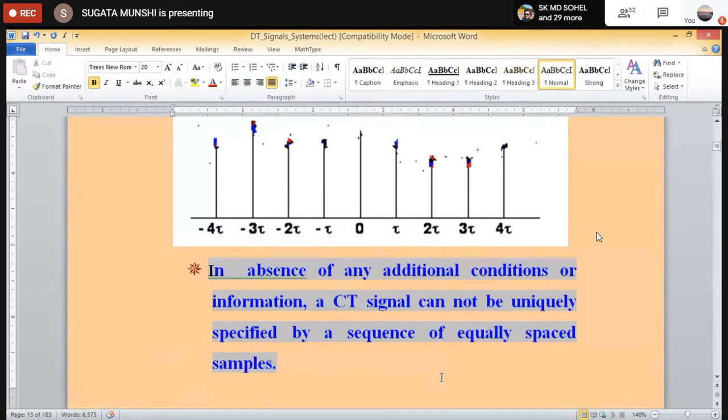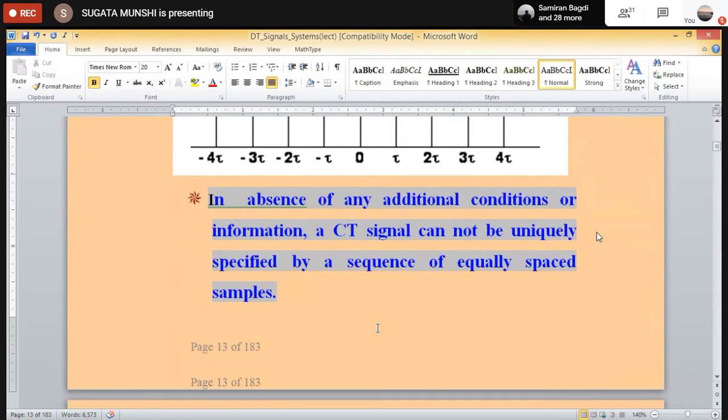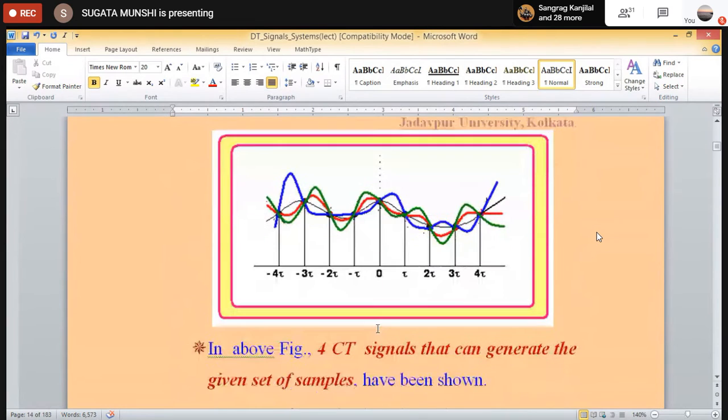So what I have stated already: in absence of any additional conditions or information, a continuous time signal cannot be unambiguously represented, specified by a sequence of equally spaced samples. Tau is the sampling interval or sampling period. I think it's done. So these are just 4 examples.